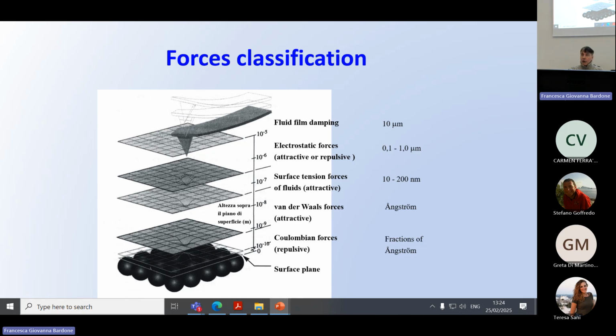And you can work at a specific type of force. If you want to measure and monitor the van der Waals forces, you can set the distance at which the van der Waals forces are acting. If you want to measure the Coulombian force, you set the tip at the distance at which you have Coulombian force. You can set the type of force you want to measure.